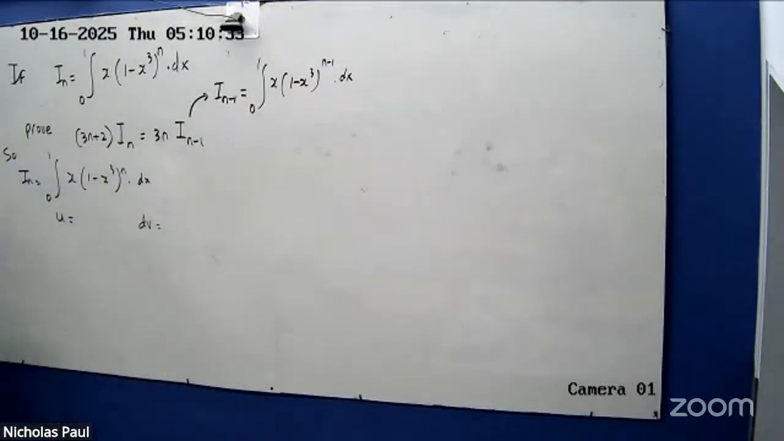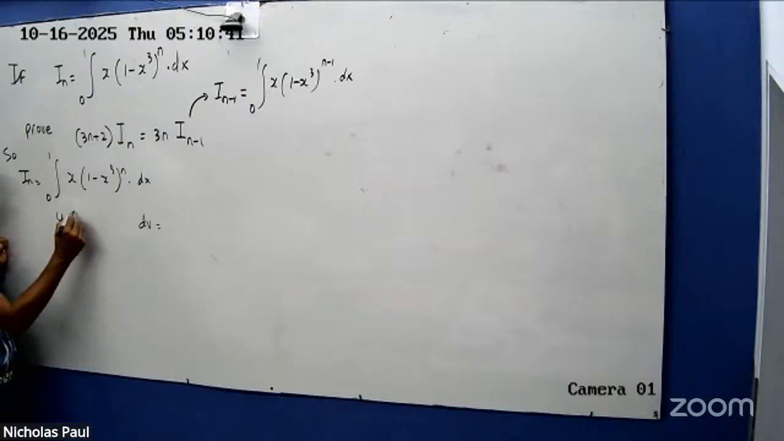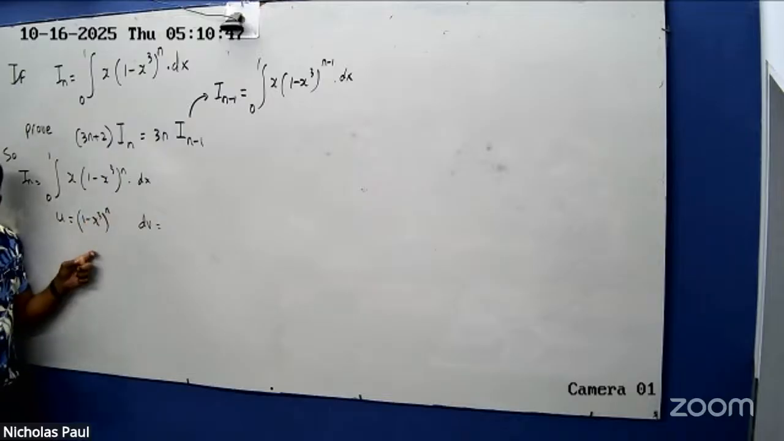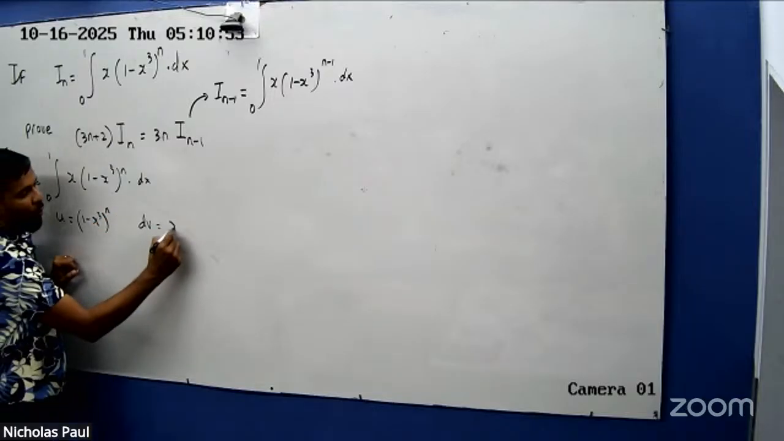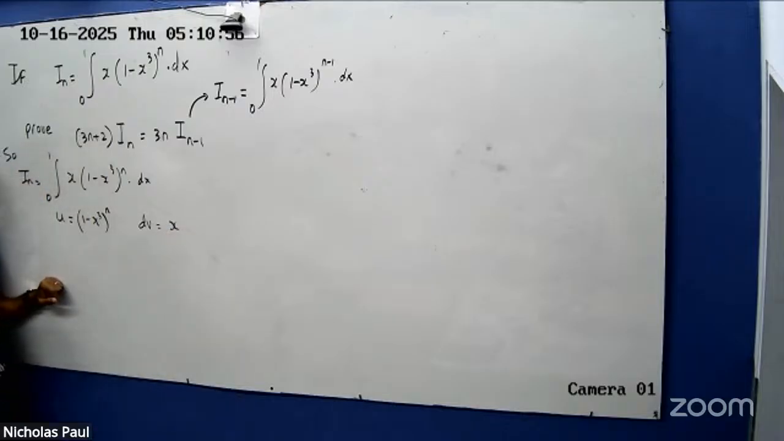Whenever you differentiate. Yeah? So it's this one, the (1 - x³)^n, because we can differentiate it. Why are we differentiating? Because this is the only thing that could give us n - 1. And therefore we're going to integrate x. All right? So help me differentiate this now, please.